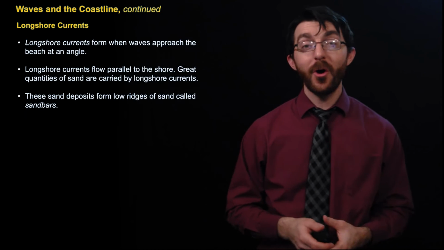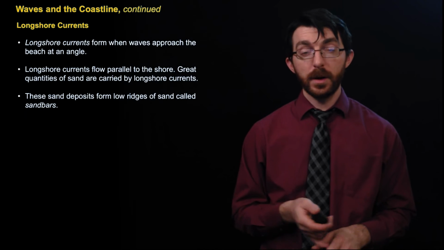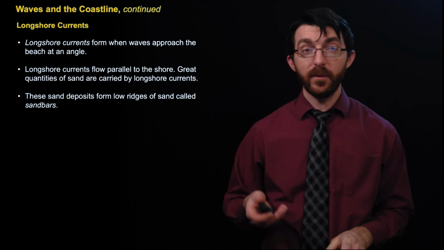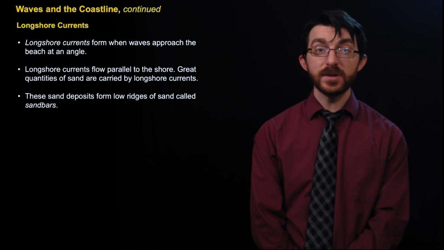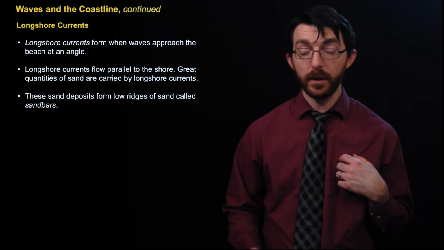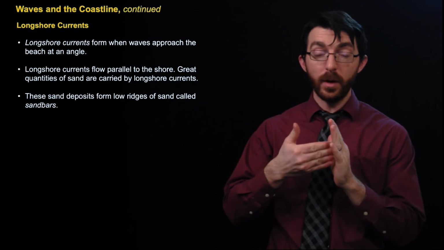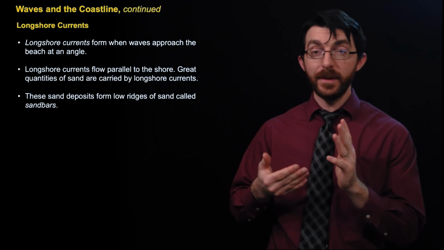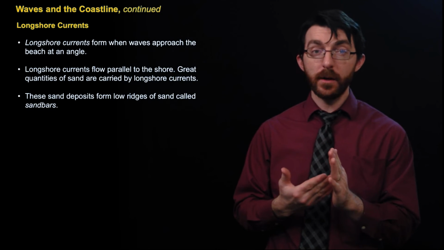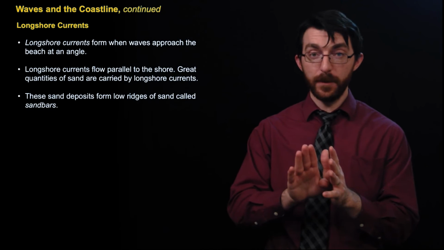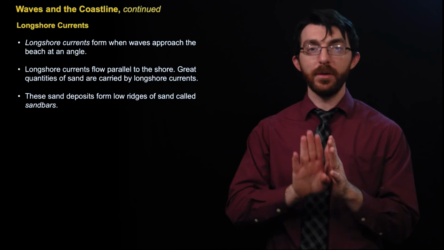Okay, let's talk about longshore currents. We've had rip currents, we've had undertow, now we've got longshore currents. So a longshore current forms when waves approach the beach at an angle. Now, I mentioned that they tend to approach head on, but that is not always the case. Sometimes they do approach at an angle. And so longshore currents flow parallel to the shore. Okay? It's not a current running into the shore, it's a current running along the shore.